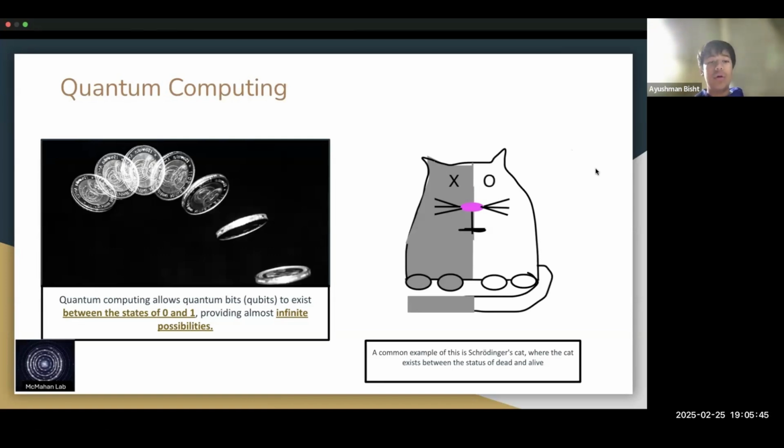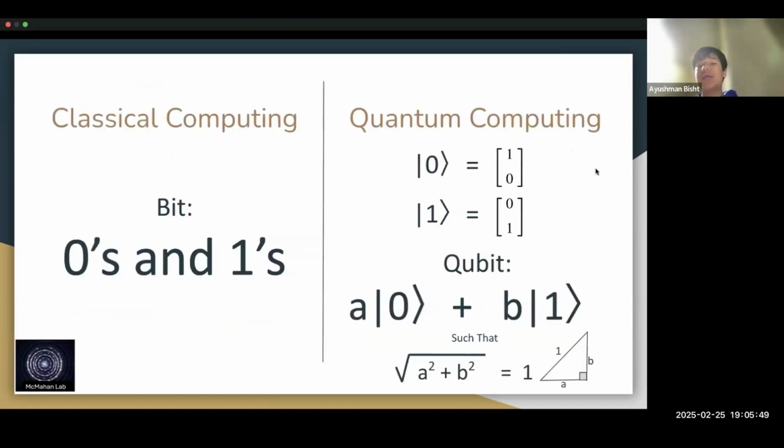In quantum computing, we deal with quantum bits, also called qubits. Unlike classical computing, which consists of zeros and ones, quantum computing uses bits in superposition between the states of 0 and 1.